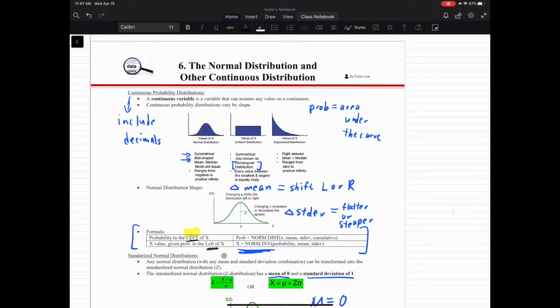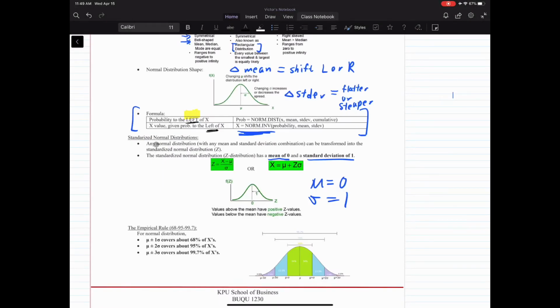In this chapter, there are two formulas that you need to know. The first formula is probability equals NORM.DIST. The second formula is x equals NORM.INV. Those are the formulas that we're going to use in Excel. The key concept with these two formulas is that they give you the probability to the left of x. That's just how Excel works. Excel only finds the probability to the left of x using NORM.DIST, and if you're looking for x, using NORM.INV, it will only take the probability to the left of x.